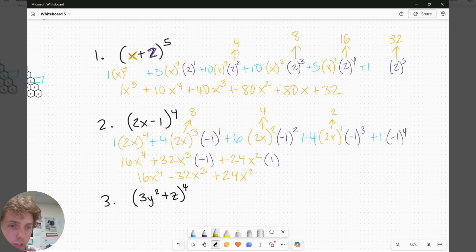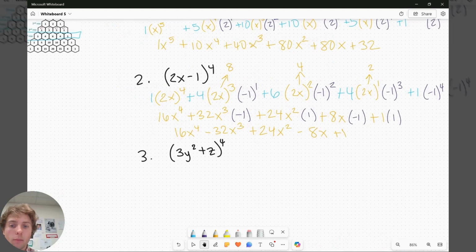Okay, look at the next one. 2 to the first is just 2. Multiply that with the 4. That would give me 8 there. Negative 1 to the third is just negative 1. So this now becomes negative 8x. Same thing with the last one. 1 times negative 1 to the fourth. That's 1 times positive 1, which is still 1. And now you have your final form.